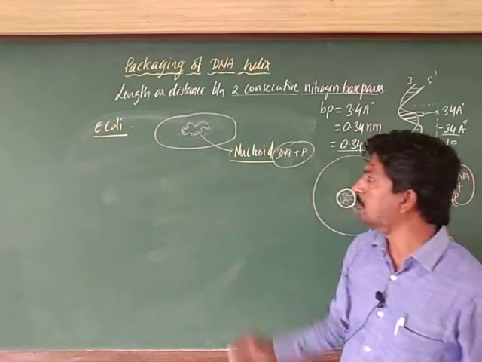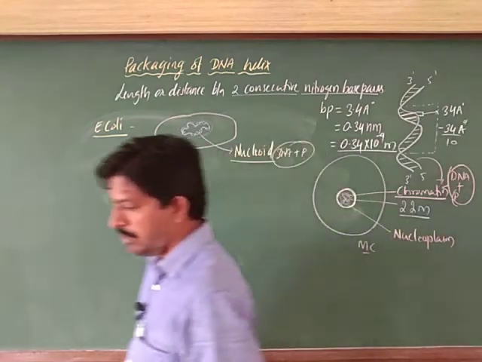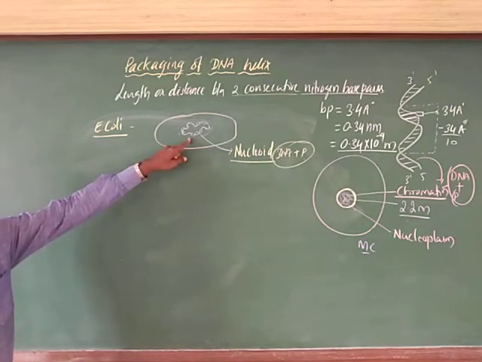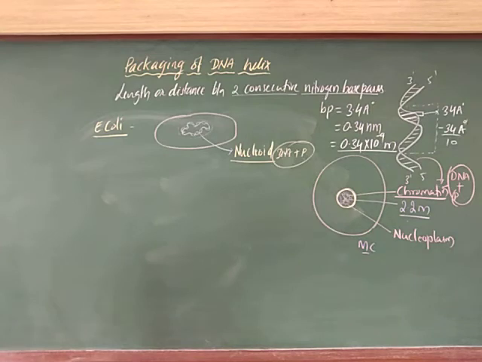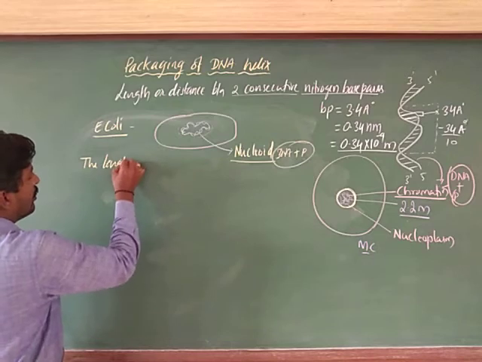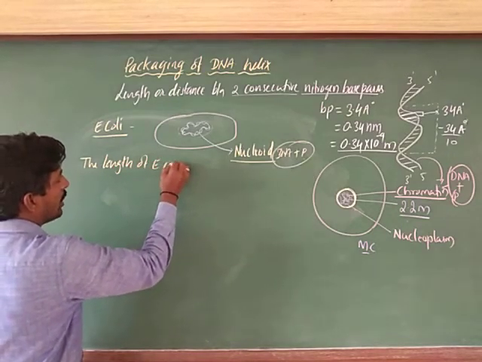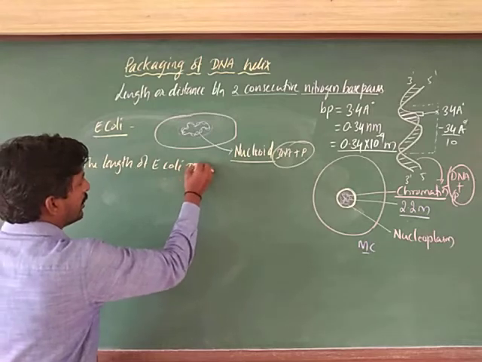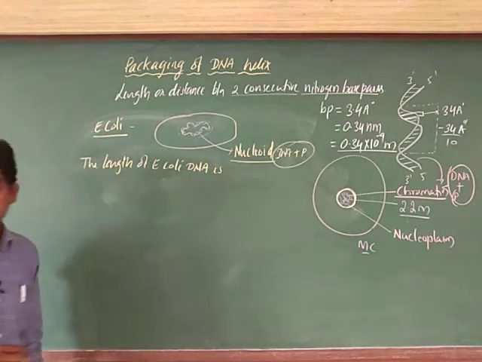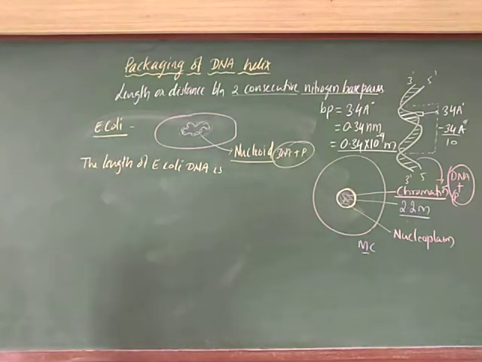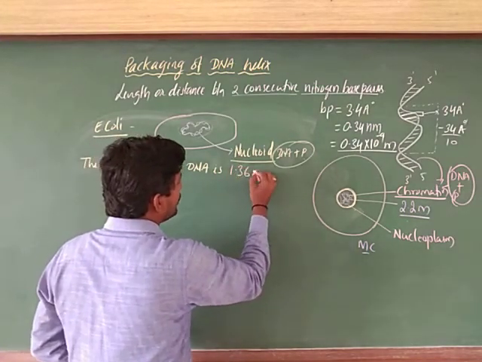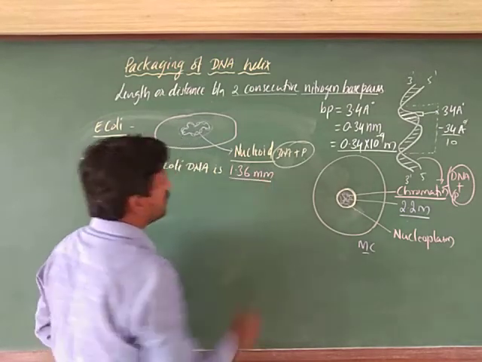Okay. Now, what is the question here? They are giving us the length of E. coli DNA. The length of E. coli DNA is how much? That is given as data: 1.36 mm. They are giving it in mm.